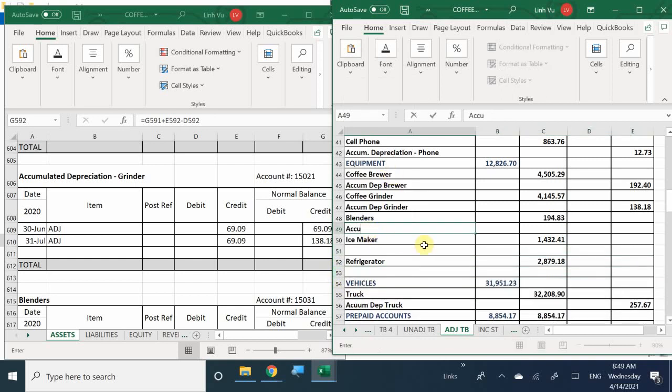Okay, accumulated depreciation blender, accumulated depreciation ice maker, and we also have accumulated depreciation fridge.